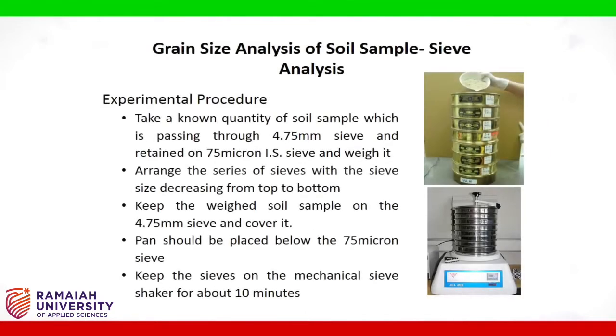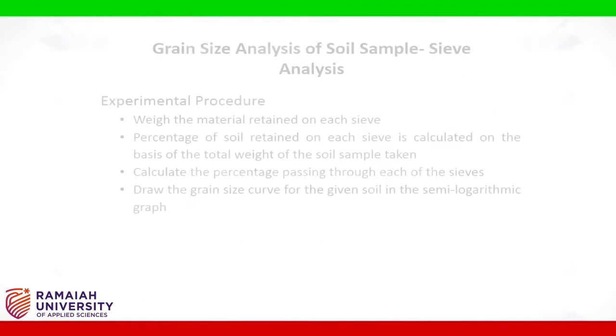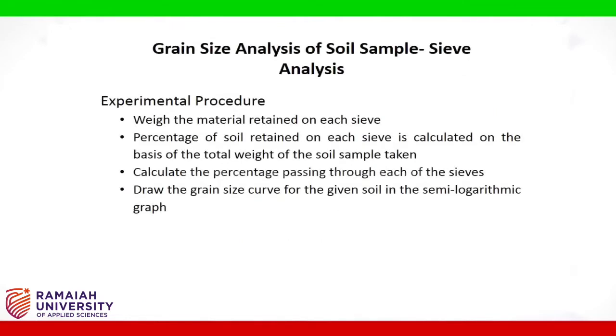Experimental procedure. Take a known quantity of soil sample which is passing through 4.75 mm sieve and retained on 75 micron IS sieve and weigh it. Arrange the series of sieves with the sieve size decreasing from top to bottom. Keep the weighed soil sample on the 4.75 mm sieve and cover it. Pan should be placed below the 75 micron sieve. Keep the sieves on the mechanical sieve shaker for about 10 minutes. Weigh the material retained on each sieve.